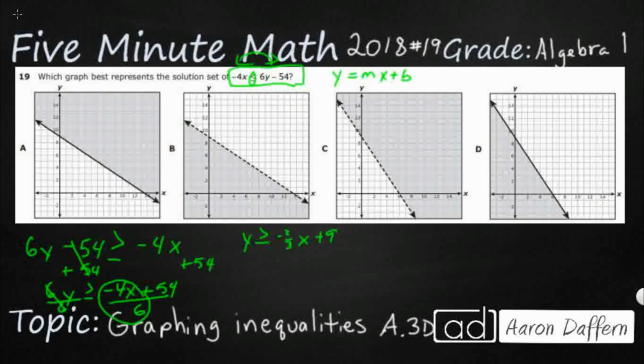Now, what do we know about this inequality? Well, we know that when you have a greater than or equal to, like we do right here, or a less than or equal to, that means we're going to have a solid line. That means that our solution set is going to include numbers that land right on the line. So right now I could go ahead and eliminate C. I can eliminate B because those have dashed lines.